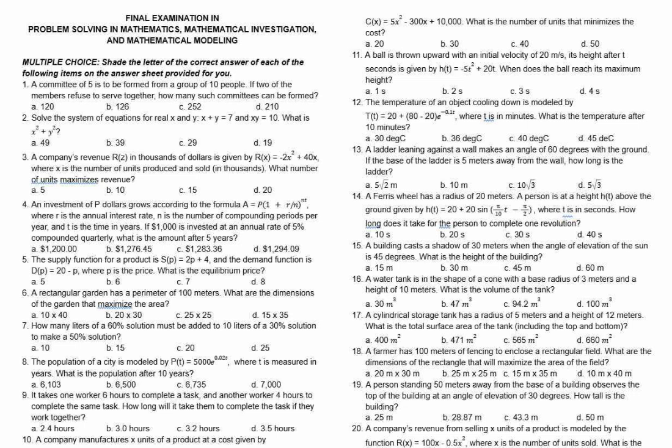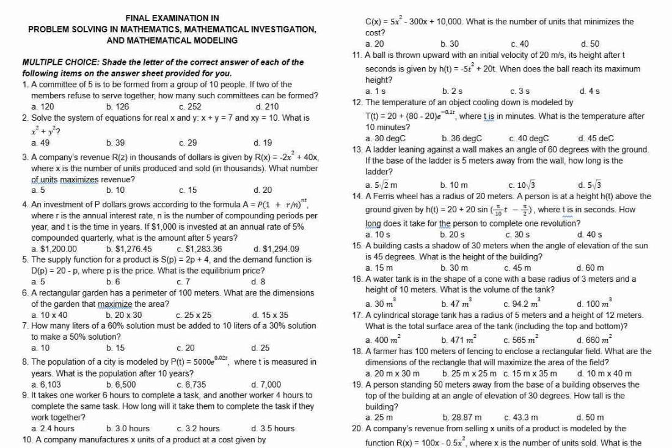Number 4, an investment of $P, accumulating to A is equal to P times the quantity of 1 plus r over n raised to the power of nt. If $1,000 is invested at an annual rate of 5%, compounded quarterly, what is the amount after 5 years? So in our mathematical investigation, it has been tackled. So the solution with the use of the formula is equal to $1,283.36. So the answer is letter C.